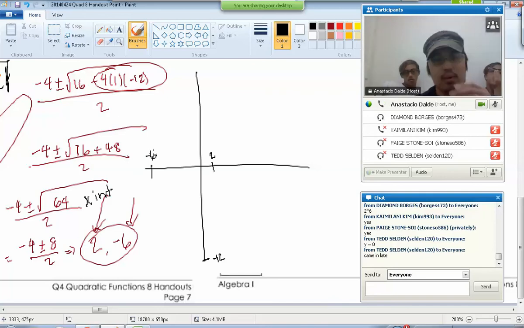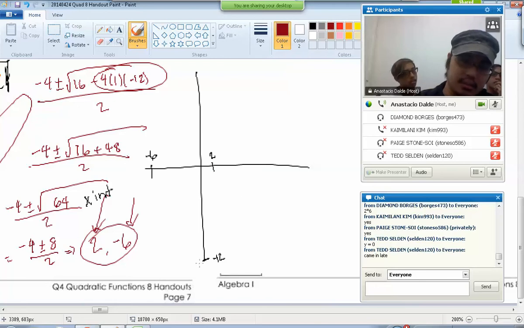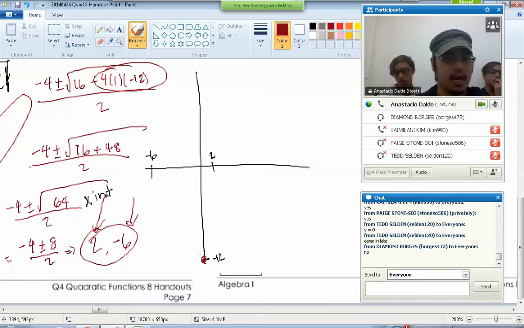I have a question for you. How can I find the vertex using this information? Where is the vertex? Is it right here? Is it right here? No. How can I find the vertex?